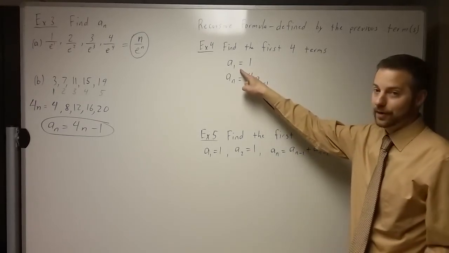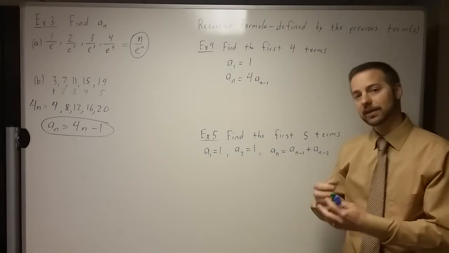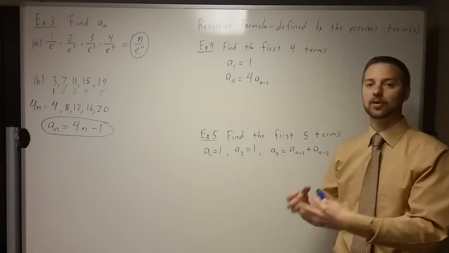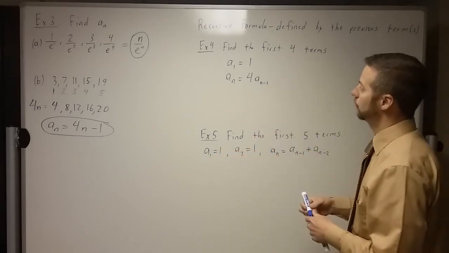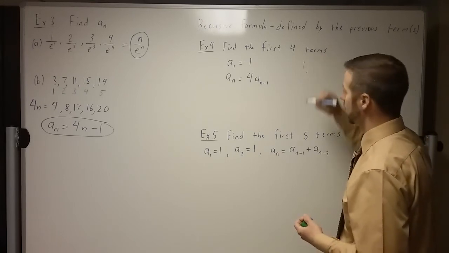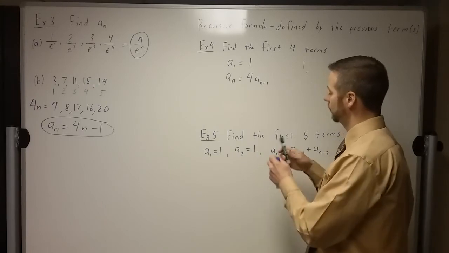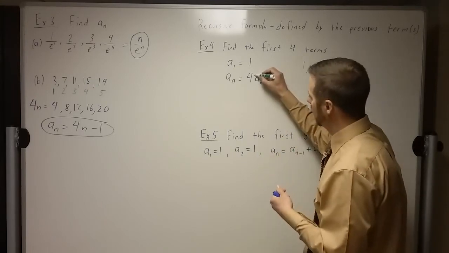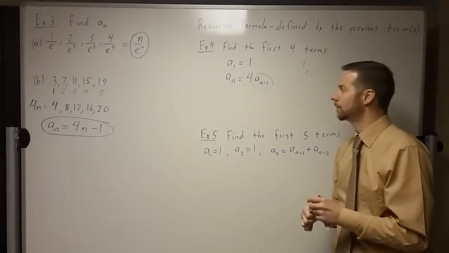Now, do you notice I already gave the first term? You can't start a recursive formula unless you have a starting term. You have to have a number to start with. And so the first term is 1. And so we know it goes 1, something else. I want to talk about this part right here next to the 4, because this is really where we have to start thinking about what this means.